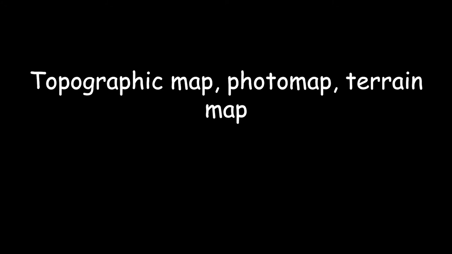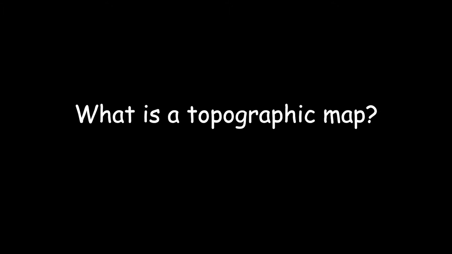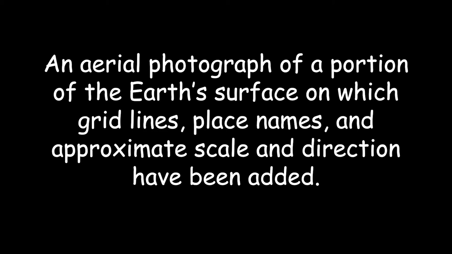Name several types of maps. Topographic map, photo map, terrain map. What is a topographic map? A map that portrays the layout of terrain features as well as relief or the vertical distance of the feature. What is a photo map? An aerial map of a portion of the Earth's surface on which grid lines, place names, and approximate scale and direction have been added.